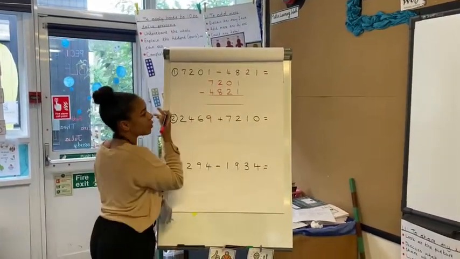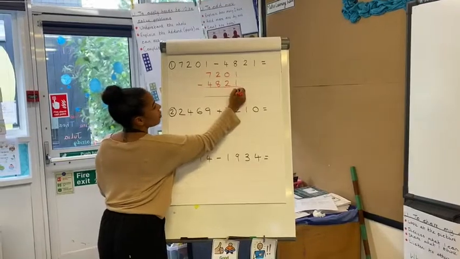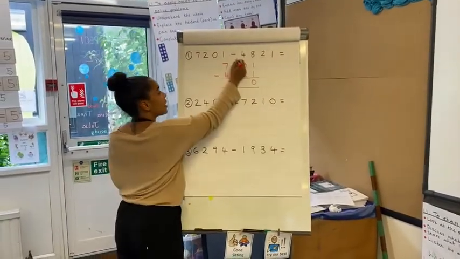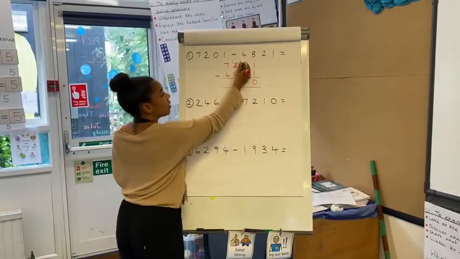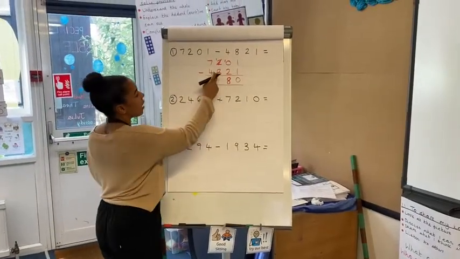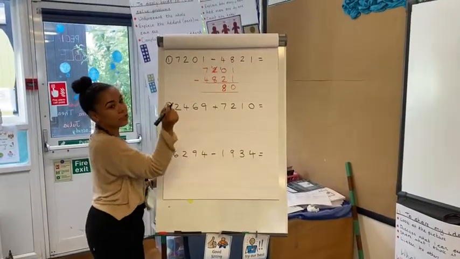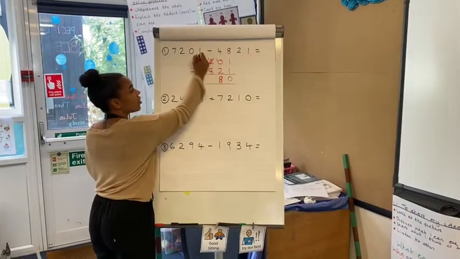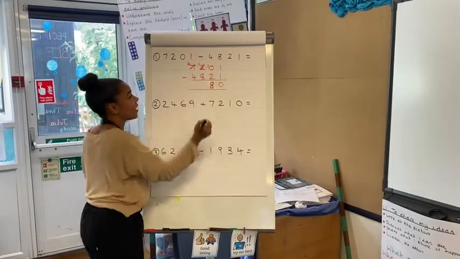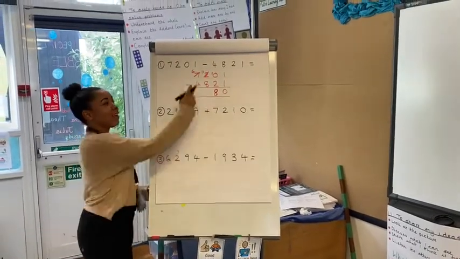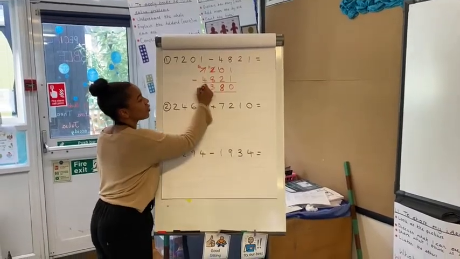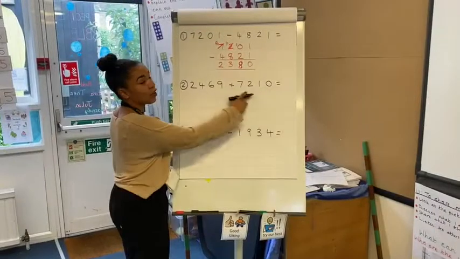I start with my ones column. 1 minus 1 equals 0. 0 minus 2 we can't do, so we're going to do our first exchange. That becomes 1. That becomes 10. Minus 2 is 8. And then I look, 1 minus 8 we can't do, so again I'm going to exchange. So I move over into my thousands column. That becomes 6 and this becomes 11. And then I know that 11 minus 8 is 3. And then 6 minus 4 is 2. So there's my answer.